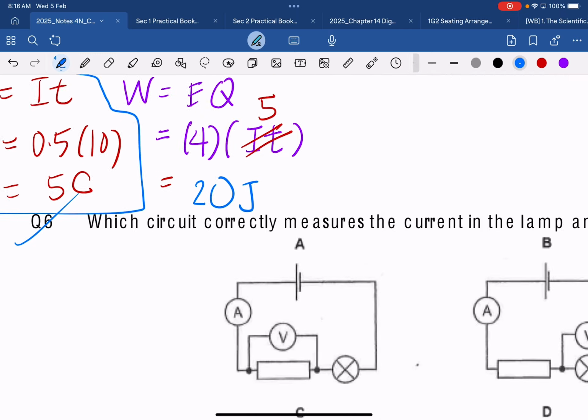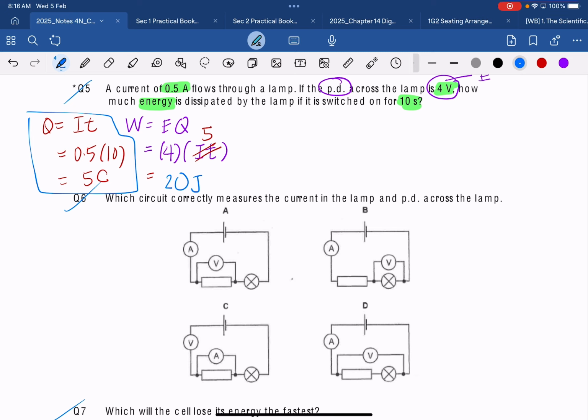Okay, next. Which circuit correctly measures the current? Current must be measured by an ammeter, and the ammeter must be in series. So you must go and find out that your ammeter is in series. Then you see which one actually passes through the lamp. It must be the lamp. So this one, the ammeter passes through the lamp.